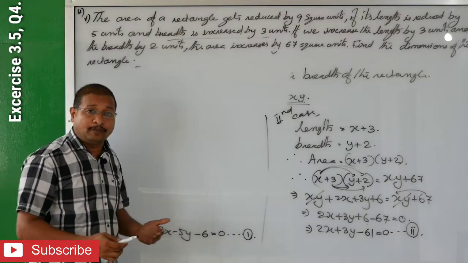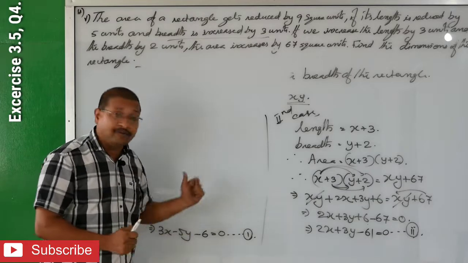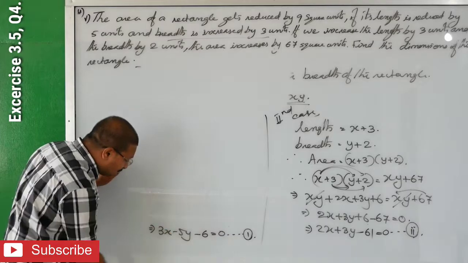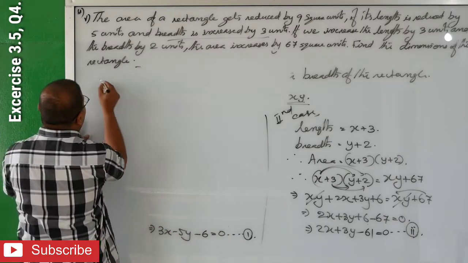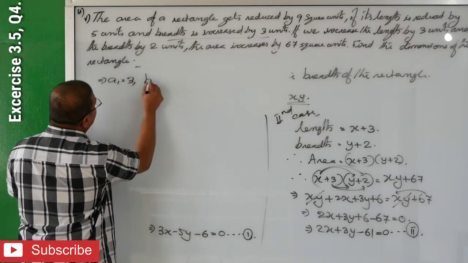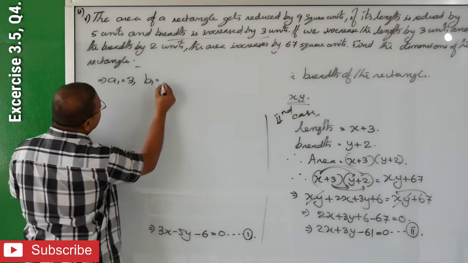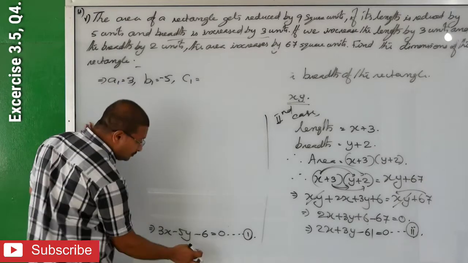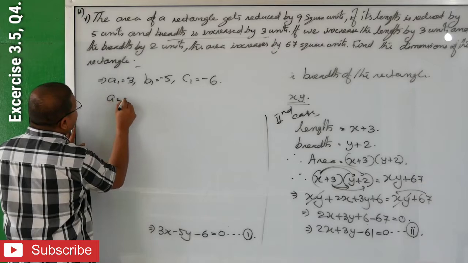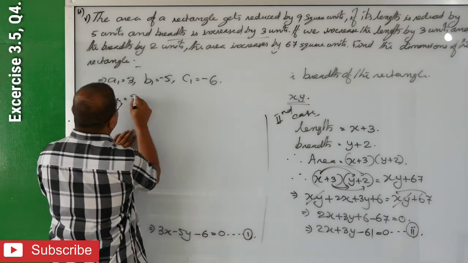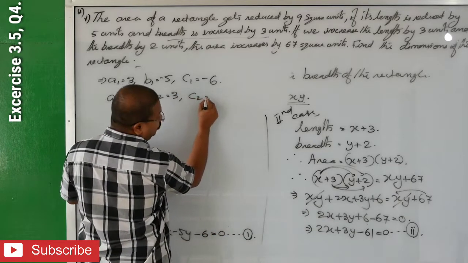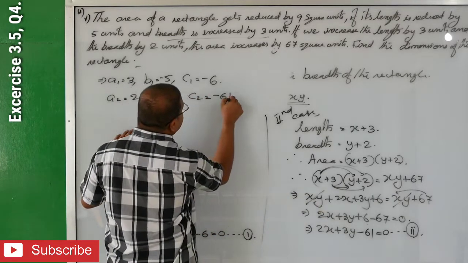Now we are going to find it by cross multiplication. So we will write the values of a1, b1, c1, a2, b2, c2. Ready? From the first equation we will take a1, b1, c1. What is the value of a1? 3. b1? Minus 5. And c1? Yes, minus 6. After that, a2 from the second equation. a2 is 2, and b2? 3, and c2 is minus 61.